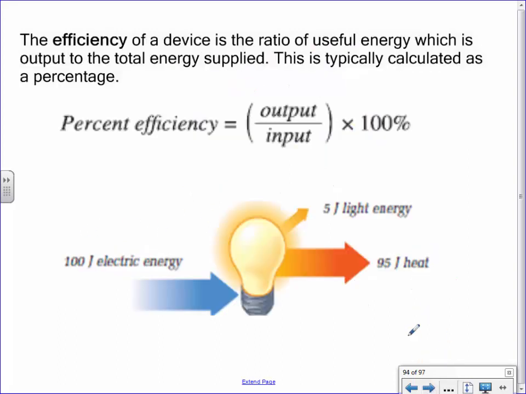Now, one more thing we need to talk about here is some devices are not very efficient. Take the light bulbs overhead here. What is a light bulb supposed to create? Well, light. But many devices don't just create light. Many devices create heat as well. And often devices are inefficient because they waste energy, creating forms of energy that we don't actually care about. One of the reasons why is usually it's due to friction that there's loss of energy.